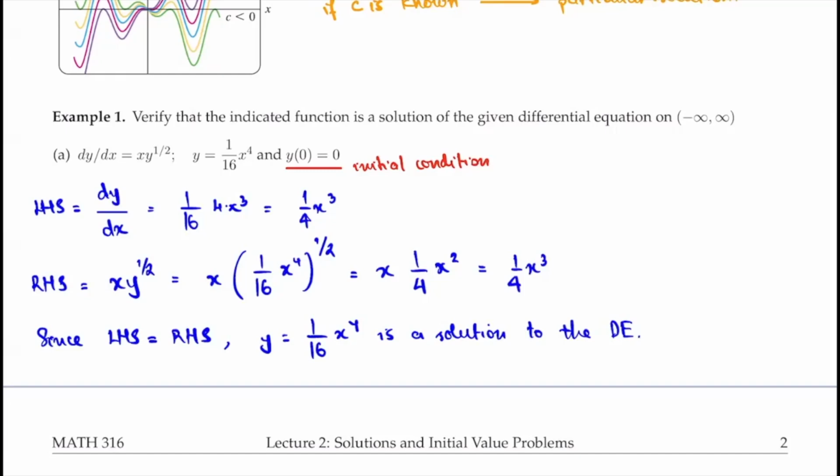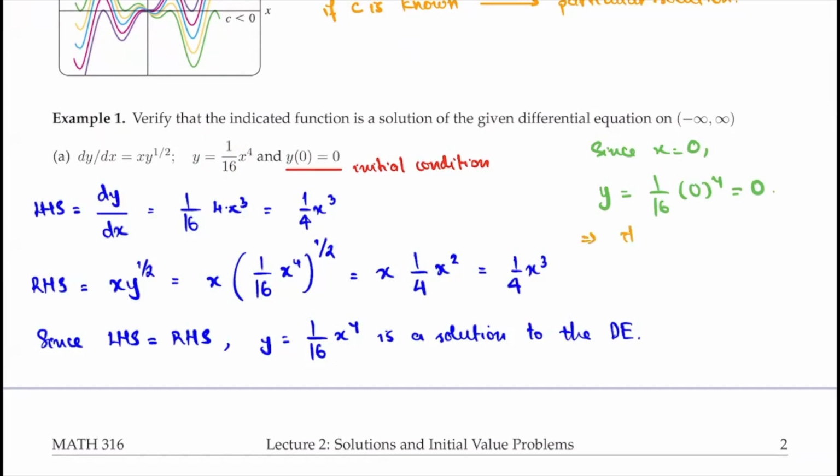Okay. In addition to that, you are given an initial condition, so you want to verify that the function also satisfies the initial condition. It's very straightforward. With x equal to 0, substitute x into the function, and hopefully you get y equal to 0, which is very obvious. So since x is equal to 0, y equals 1 over 16 times 0 to the fourth, which equals 0. So the given function also satisfies the initial condition.